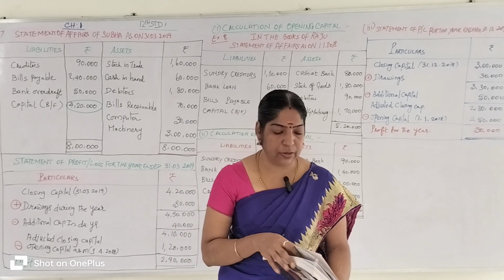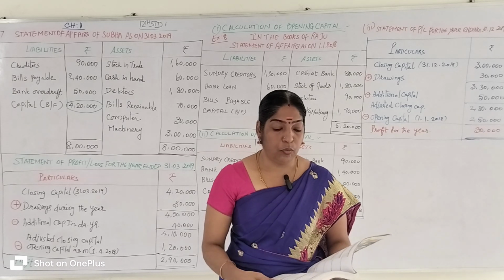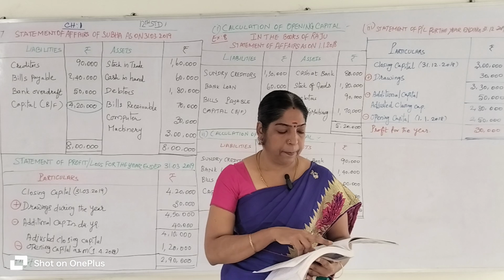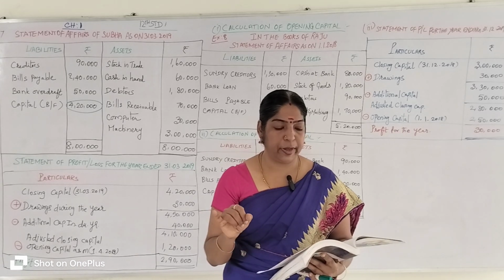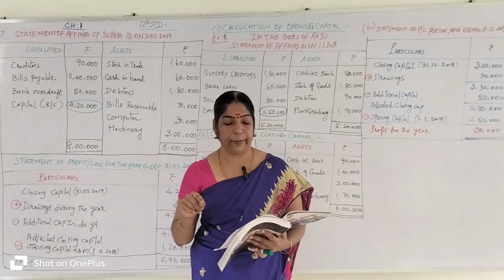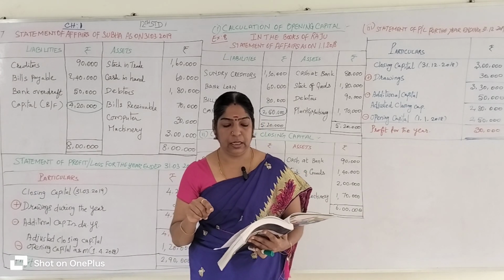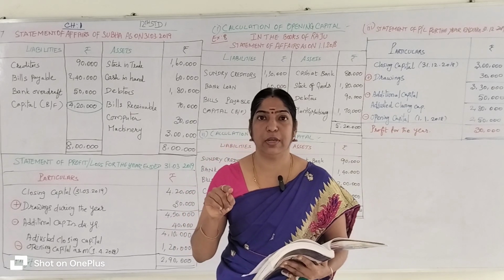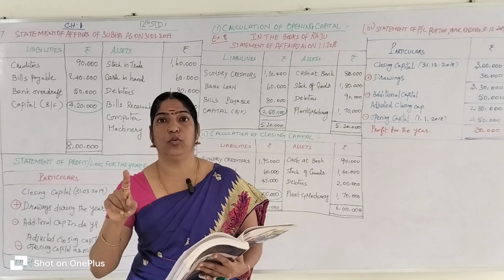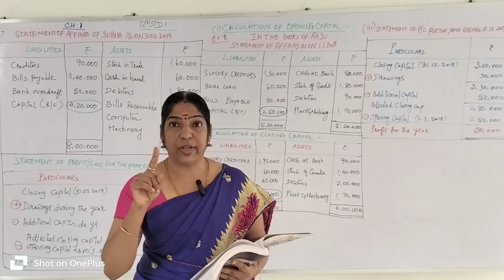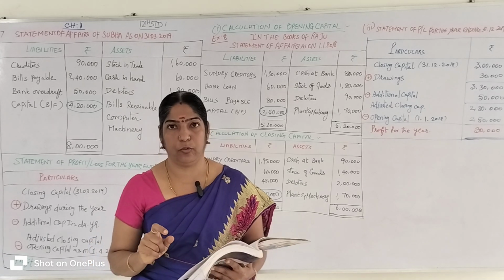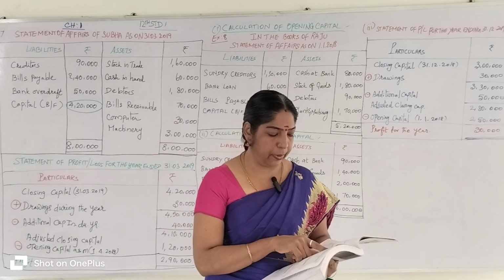So, from these 4 pieces of information, we have opening capital. On 1st April 2018, Subha started her business with a capital of 1,20,000 rupees, which means opening capital. How can you find out? They have given 1st April 2018. First means 1st April or 1st January, which means opening capital. Okay, so we have opening capital.